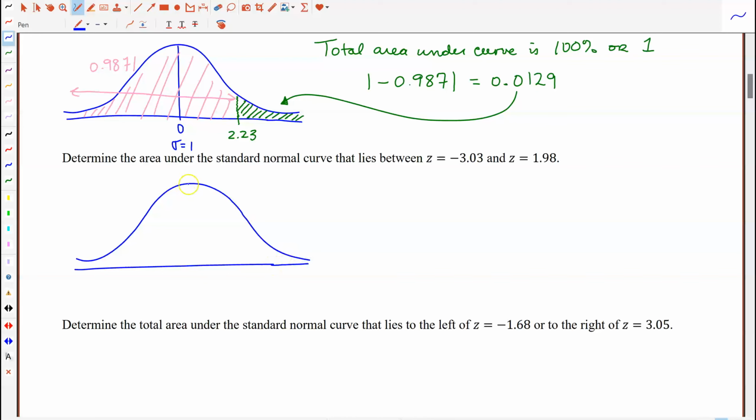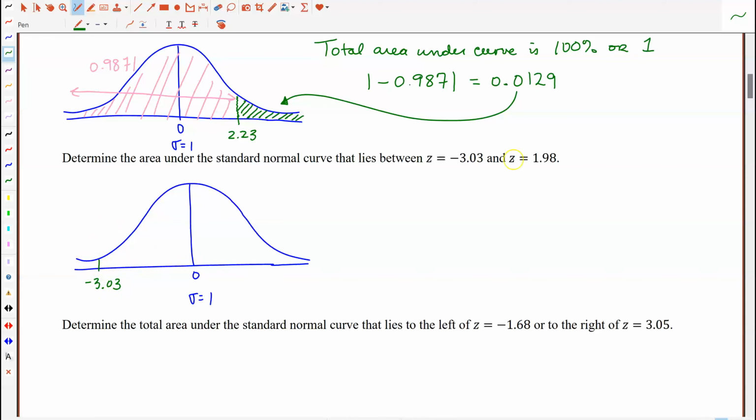For the standard normal curve, its mean is 0 and its standard deviation is 1. So one of the z-scores they gave me is negative 3.03. So that's going to be to the left of 0. And that one's a little over 3 standard deviations away. So that's going to be kind of far away from 0, almost all the way out here on these tiny tails. So negative 3.03 is going to be out here.